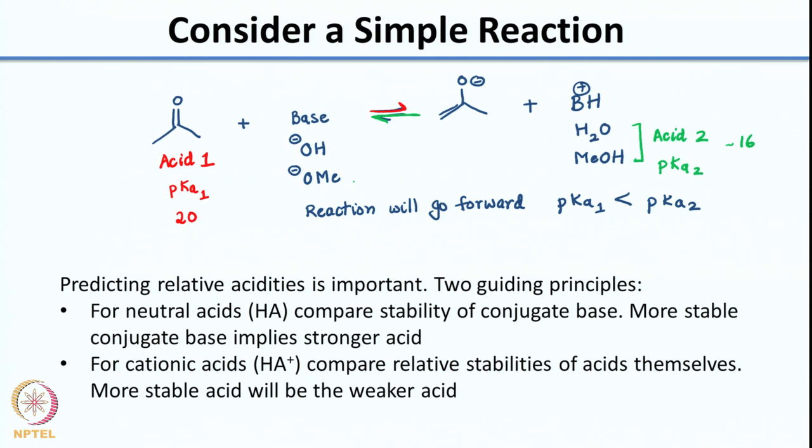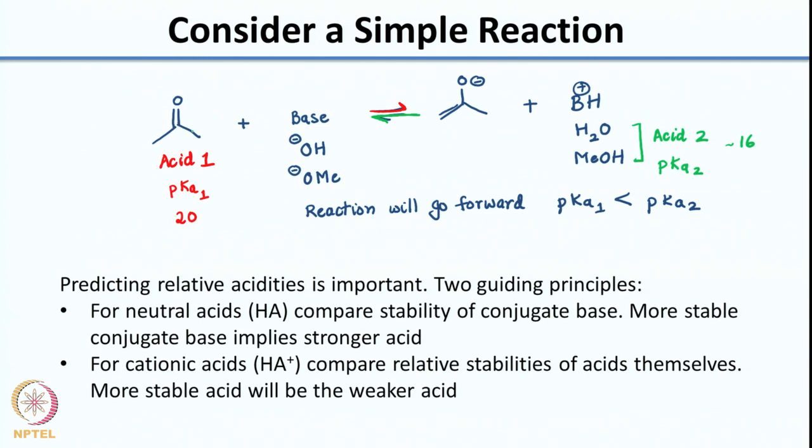Water and methanol are stronger acids than acetone, because the methoxide and the OH minus that you generate are highly solvated. You have a highly polarized OH bond as compared to the OC bond, although this is resonance stabilized. But what you have here is highly solvated, so water is a better acid as compared to acetone. Then these two will not be great bases for you to deprotonate.